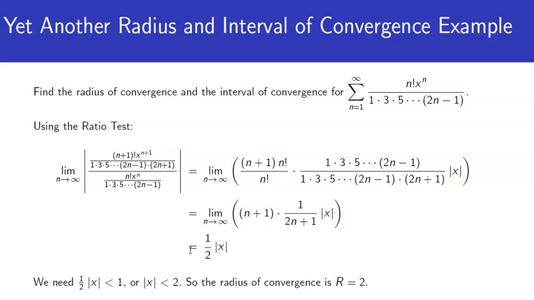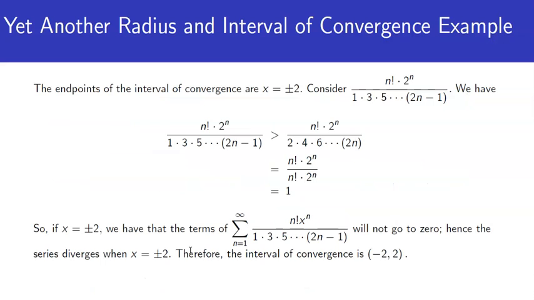The ratio test says that we need this less than 1. Solving for absolute value tells us that the absolute value of x has to be less than 2, so the radius of convergence has to be 2. The power series was centered at 0, so the endpoints of the interval of convergence are plus or minus 2.